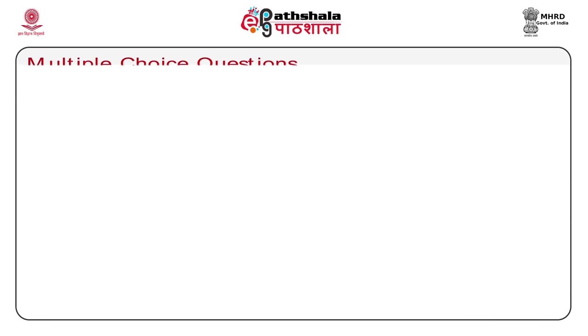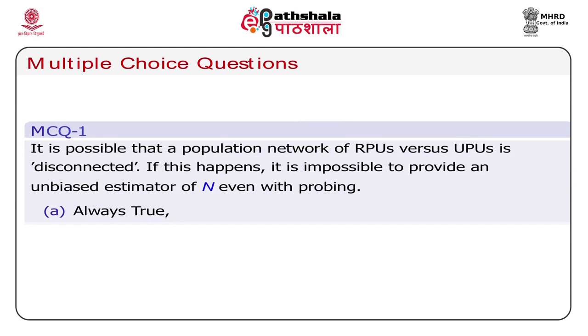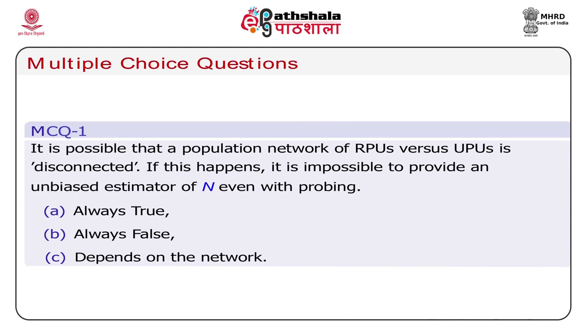Okay? We have some multiple choice questions. Please read. It is possible that a population network of reference population units versus ultimate population units is disconnected. If this happens, it is impossible to provide an unbiased estimator of capital N even with probing. Is this always true, always false, or depends on the network? Very interesting question. It says that the population network itself is disconnected.